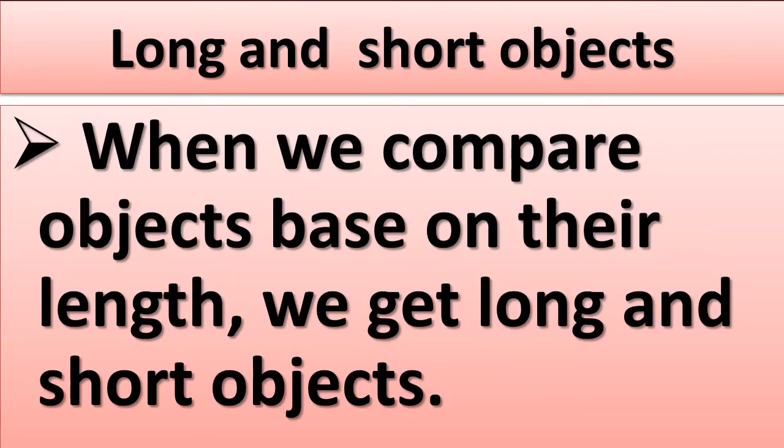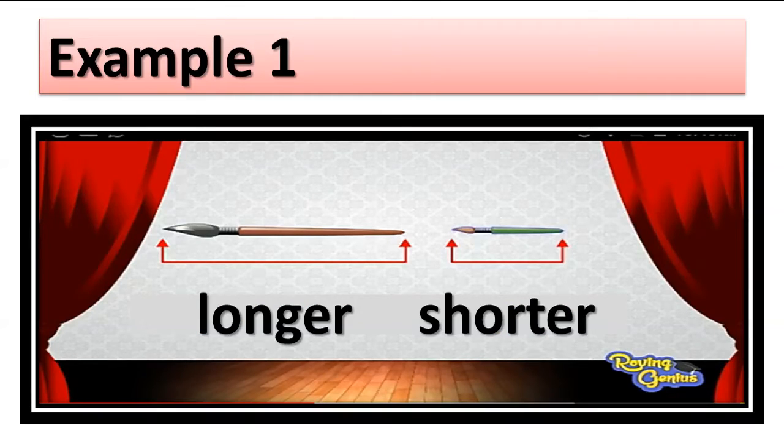First, we will discuss long and short objects. When we compare objects based on their length, we get long and short objects. Here we have some examples of long and short objects. Let's come and solve.